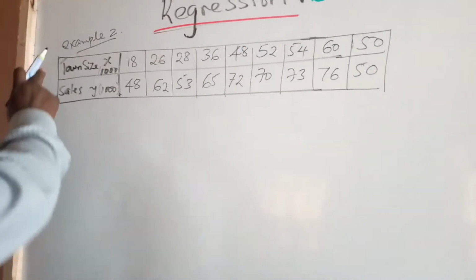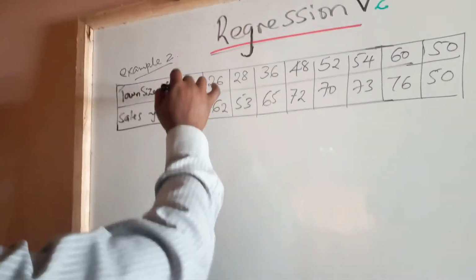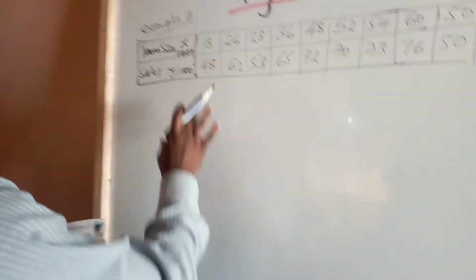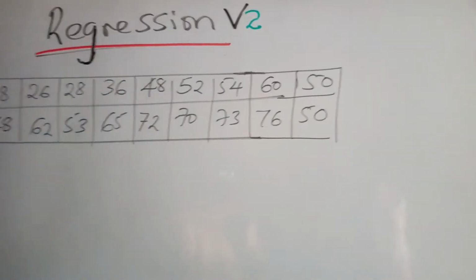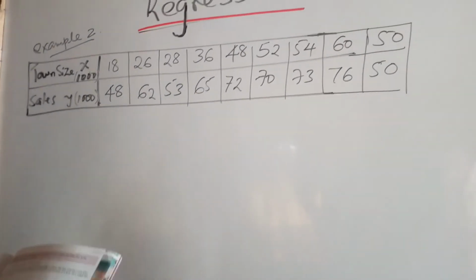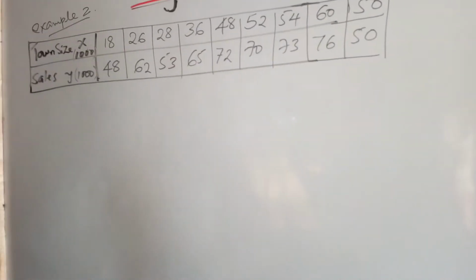The table on the board shows the town size. For example, if we take this to be town A, there are 18,000 people, and the sales for that particular town's shop is £48,000. The population of town B is 26,000, and the sales is £62,000, all the way until the last town. The question says, draw the scatter diagram for this data and draw by eye the line of best fit through the points.